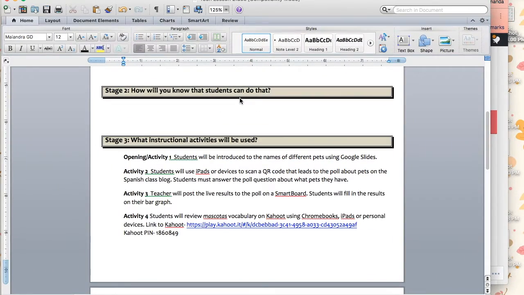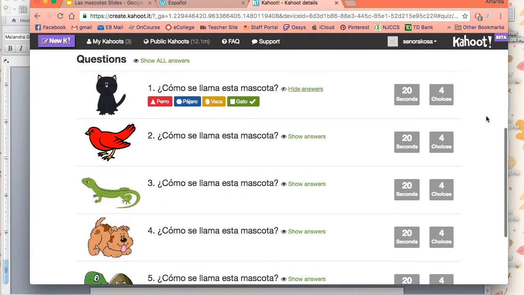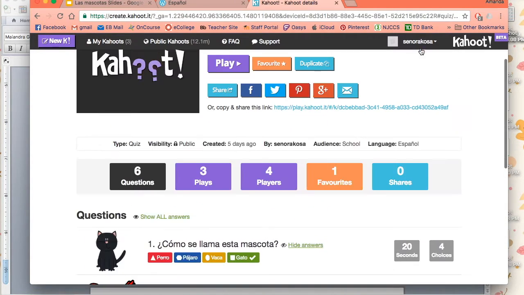After that, students would be reviewing the mascotas vocabulary on Kahoot using Chromebooks, other kinds of laptops, iPads, or personal devices. So the Kahoot here, very simple, just like before. So, ¿Cómo se llama esta mascota? And in the answers, perro, pájaro, vaca, gato. So it allows the students to practice the names of their pets.